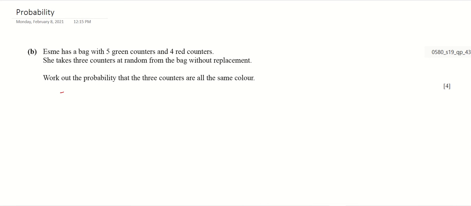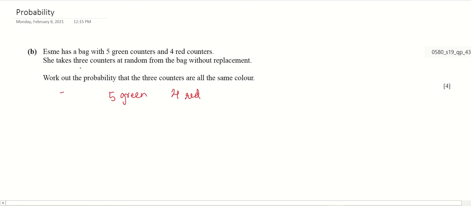Over here it says that Essen has a bag with 5 green counters and 4 red counters. She takes 3 counters at random from the bag without replacement. Work out the probability that all three counters are the same color. So this is really similar to that question. The bag contains five green counters and four red counters, right?